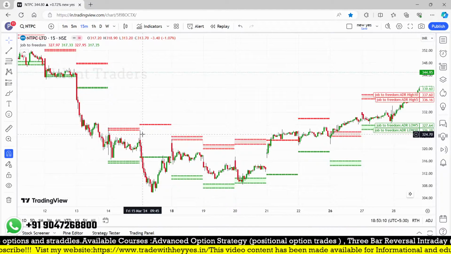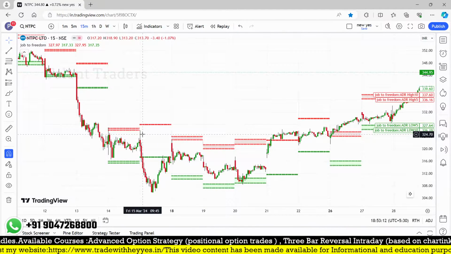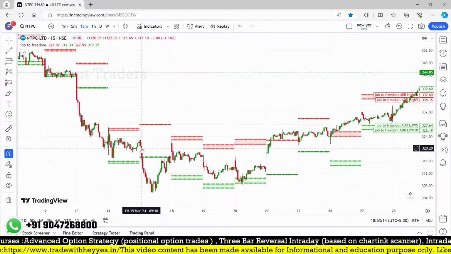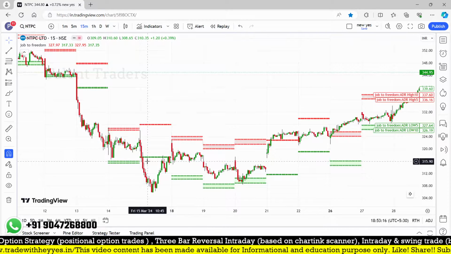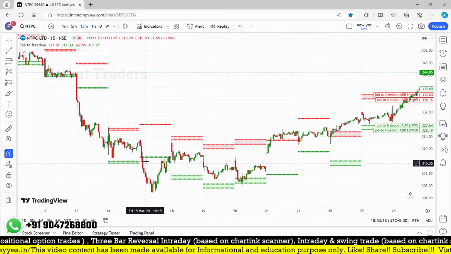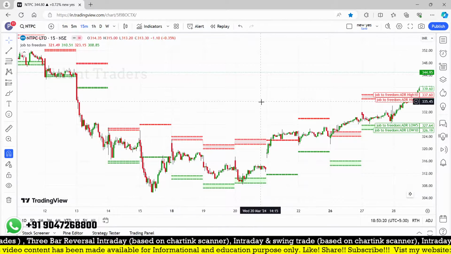Yeah, this is the date 15, sorry. It will help you to find such good opportunities, very narrow in range. So a lower level is broken and it gives you some good move.